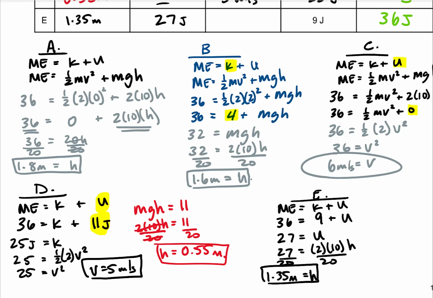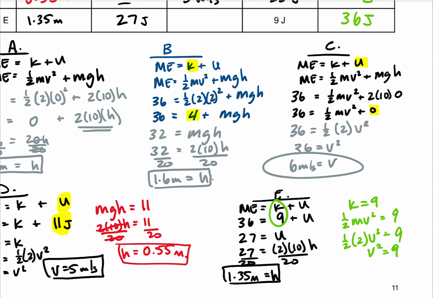And then for the kinetic energy part of it, they told me that the kinetic energy was equal to 9 joules. So 1/2 mv squared is equal to 9, or 1/2 times 2 times v squared is equal to 9. V squared is equal to 9, so we take the square root of both sides, and that velocity is 3 meters per second.